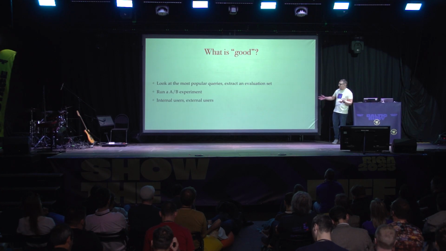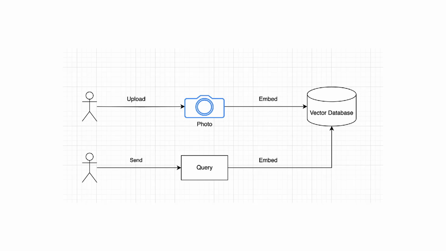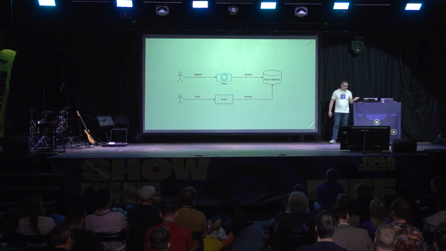Try it on internal users first, external later, because these are models. They might result in crazy results. But the whole idea is very simple. User uploads the photo, embed it, store it in a vector database. User sends a query, embed it, compare to the vector database, and get the photos.